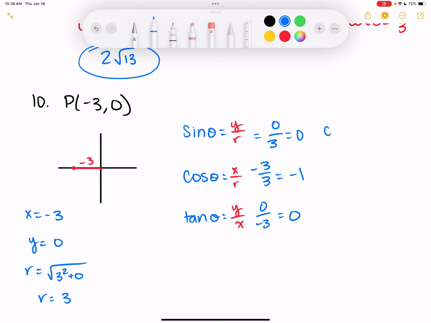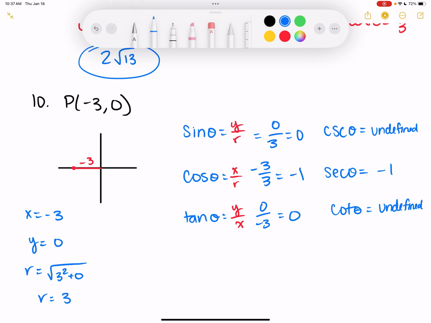So then cosecant would be what? Undefined. Okay, because it would be 3 over 0, which is a problem. Secant of theta would be still -1, and cotangent of theta would be undefined.